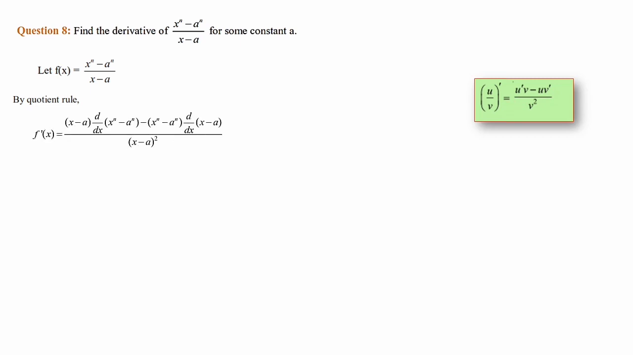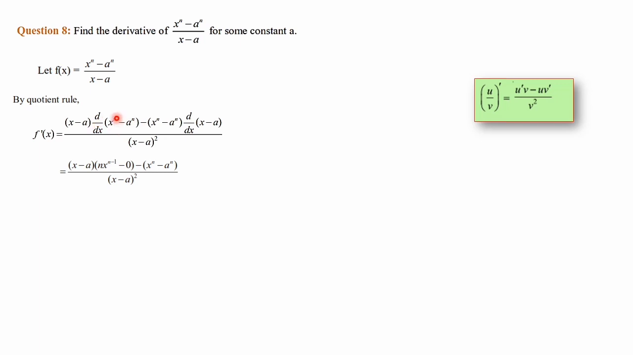So when you apply the quotient rule here, f dash x is equal to, first of all denominator square, that is x minus a the whole square, then x minus a, means the denominator, into derivative of the numerator. Order is changed, so it is not a problem. Minus x power n minus a power n, means numerator, into derivative of the denominator, that is x minus a. Once again, first of all denominator square we will write, then denominator into derivative of the numerator minus numerator into derivative of the denominator. Then here x minus a into d by dx of x power n minus d by dx of a power n, when you use the algebra of derivatives.